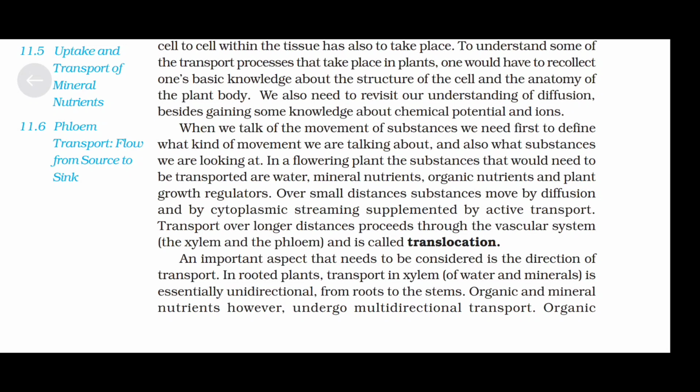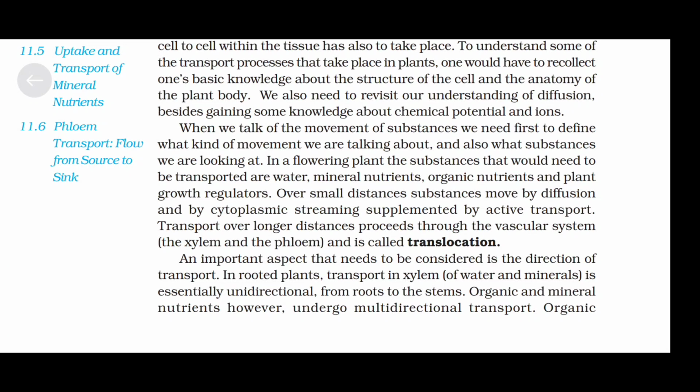When we talk of the movement of substances, we need first to define what kind of movement we are talking about and also what substances we are looking at. In a flowering plant, the substances that would need to be transported are water, mineral nutrients, organic nutrients, and plant growth regulators. Over small distances, substances move by diffusion and by cytoplasmic streaming, supplemented by active transport. Transport over long distances proceeds through the vascular system, that is the xylem and the phloem, and is called translocation.